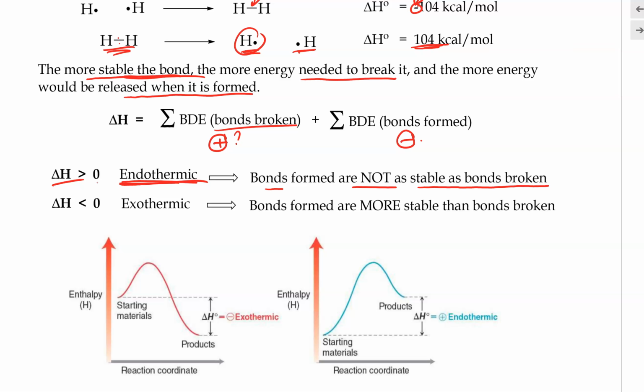Versus, if the delta H of the reaction is negative, or less than 0, it would mean that this is an exothermic reaction, or a reaction that releases heat into the surroundings. This happens because the bonds that we are forming are more stable than the bonds that we are breaking. So in a way, this negative value will be bigger than this positive value, and overall the delta H of the reaction will be negative.